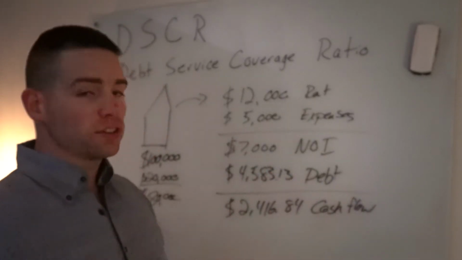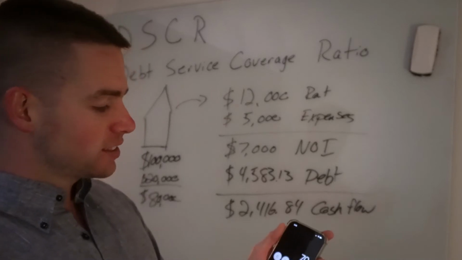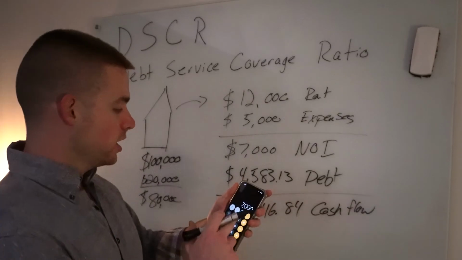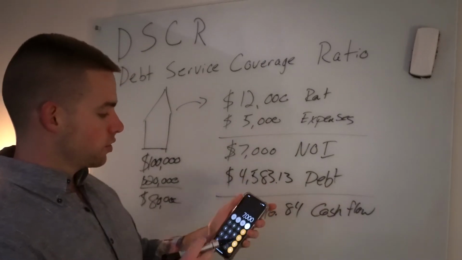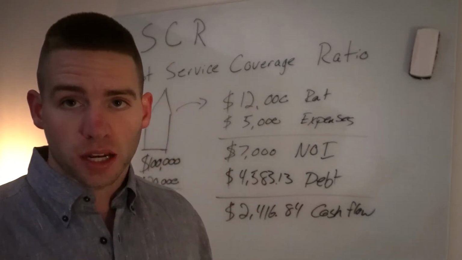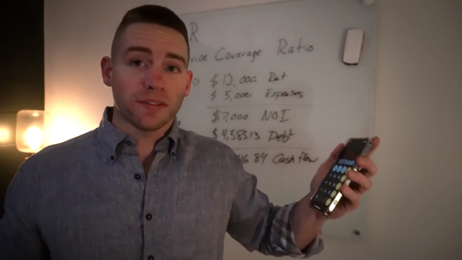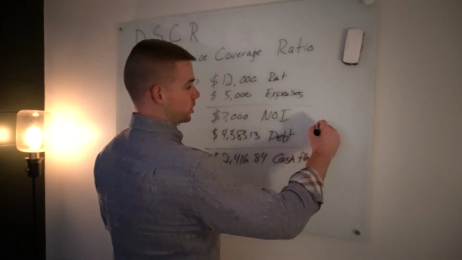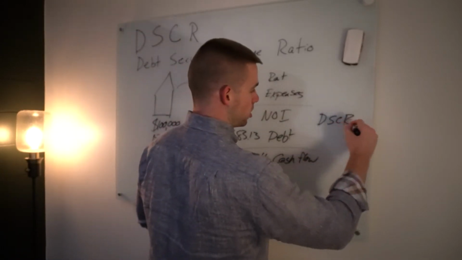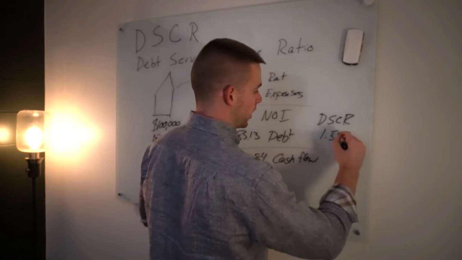Okay, so all you have to do to figure that out is you take $7,000, our NOI, and you divide it by 4,583.13. Do that now. And so the answer is 1.52. Our debt service coverage ratio, DSCR, on this deal is 1.52.